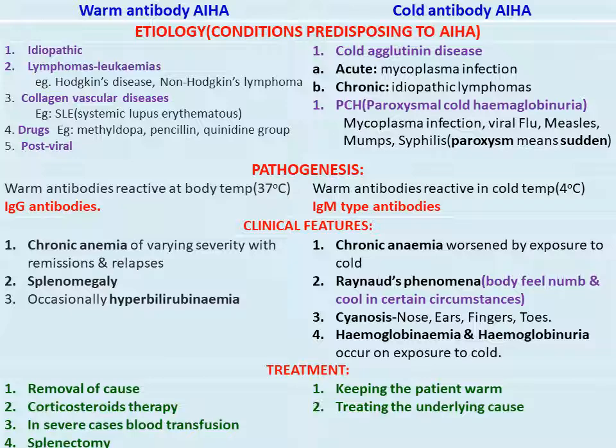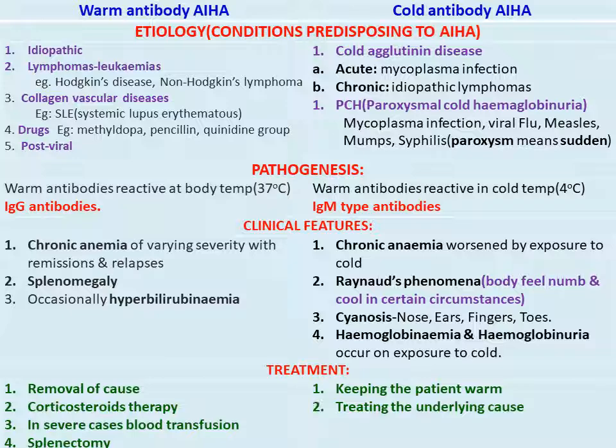Remissions and relapses mean the hemolysis keeps recurring, causing chronic anemia. The second point is splenomegaly, spleen enlargement. The third is occasional hyperbilirubinemia. These are the clinical features.